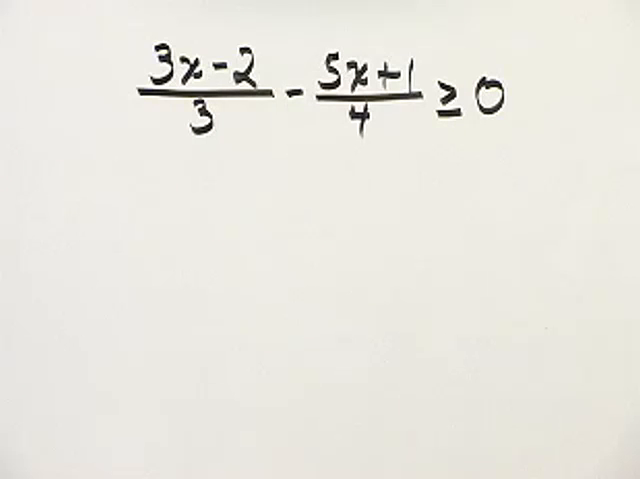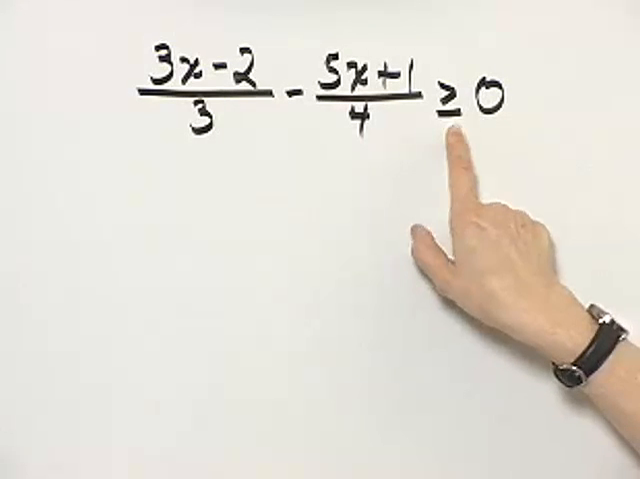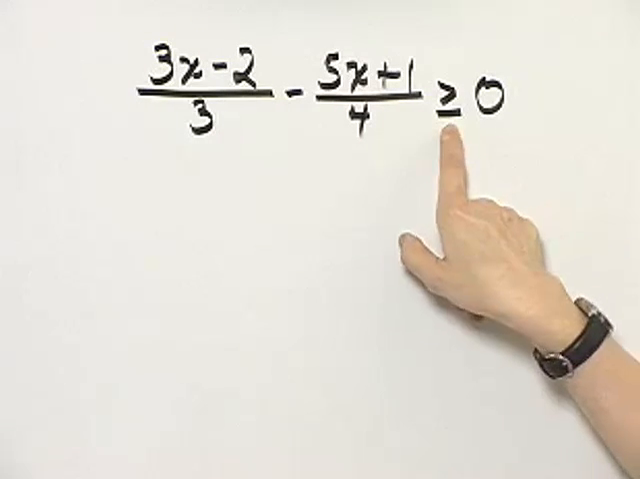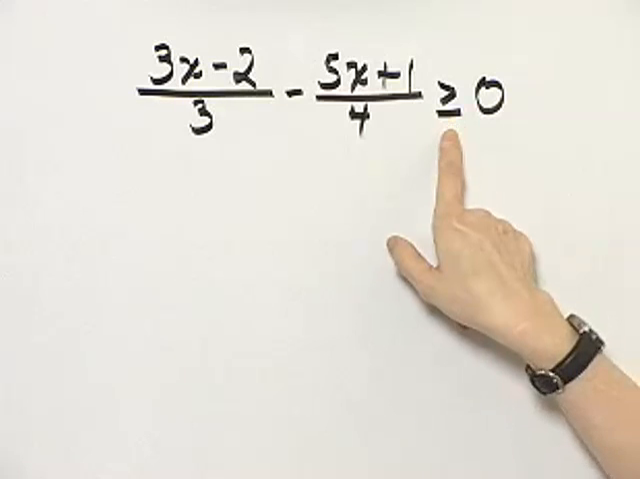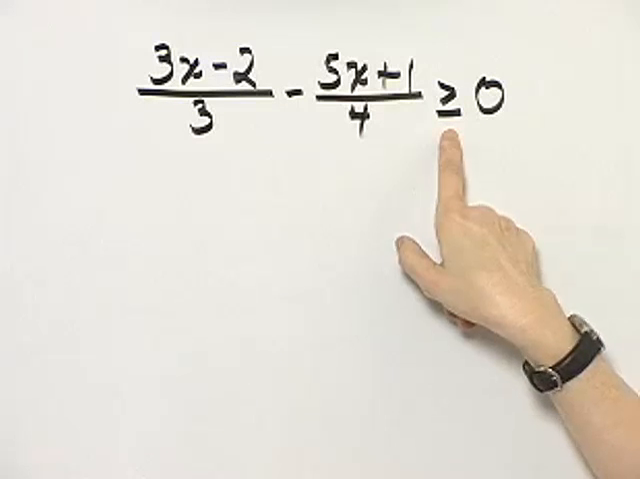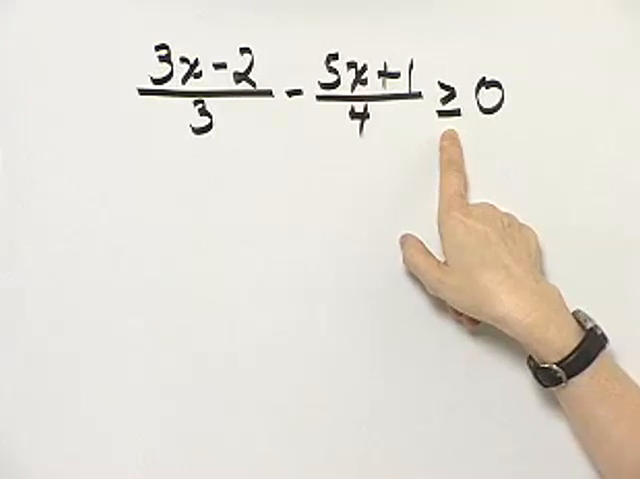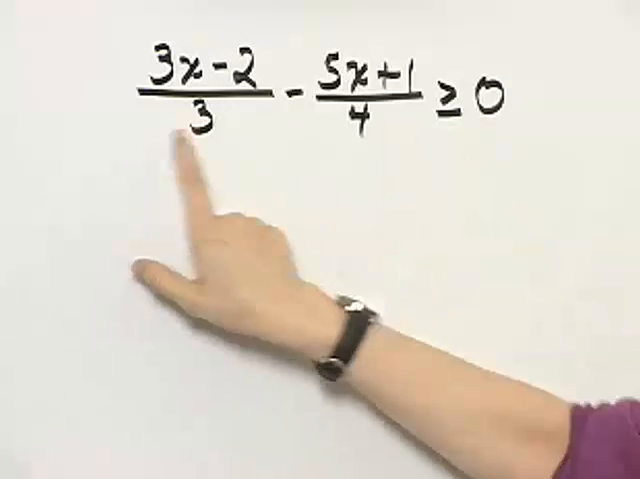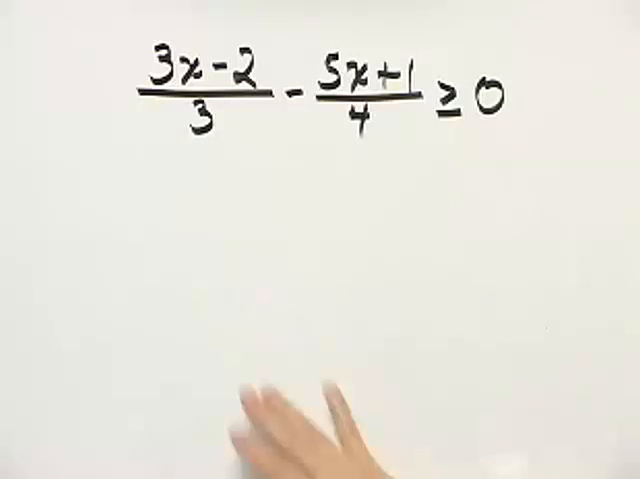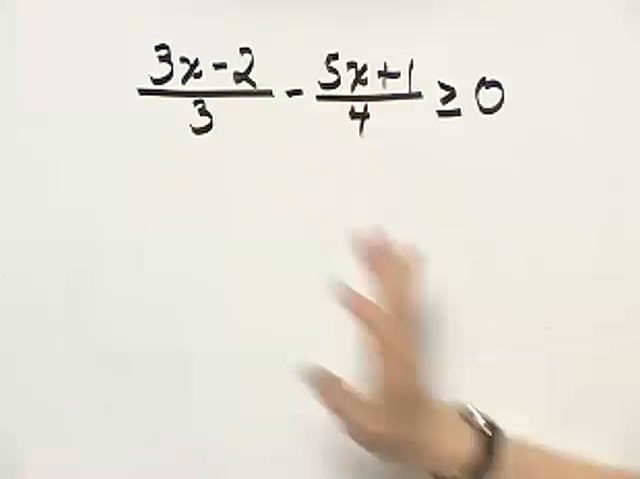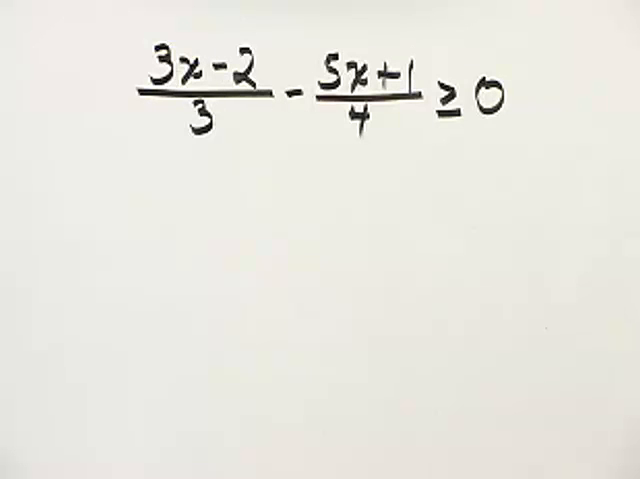Let's solve this inequality. So keep in mind whether we have to change the direction of the inequality. Remember, that's when you multiply through or divide by a negative number. Here we have an inequality we're solving. Since we do have fractions, let's multiply through by the LCD, and that is 12.